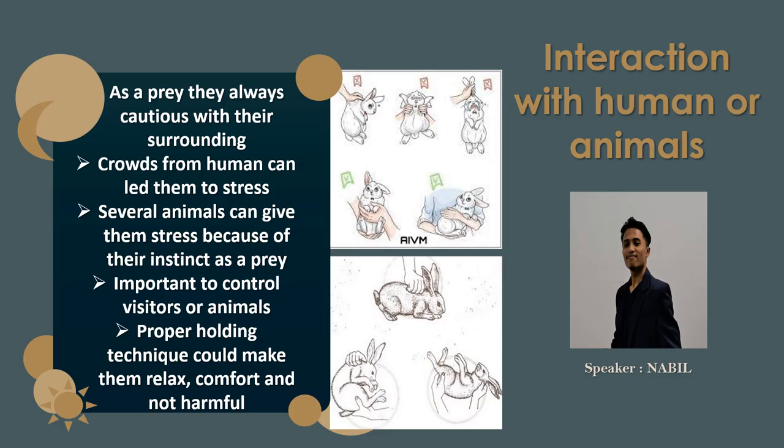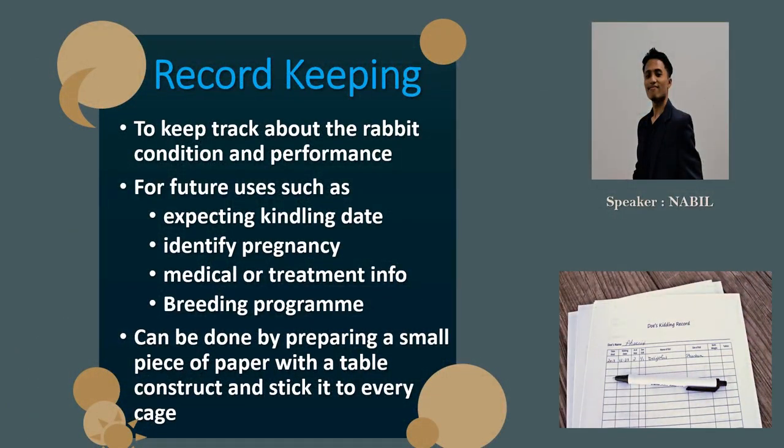If anybody needs to hold the rabbit, it is a must to make sure a proper holding technique is applied because it can make them relaxed, comfortable and not harmed. The last important thing that needs to be considered is record keeping. Record keeping is important to keep track of the rabbit's condition and performance in the barns.